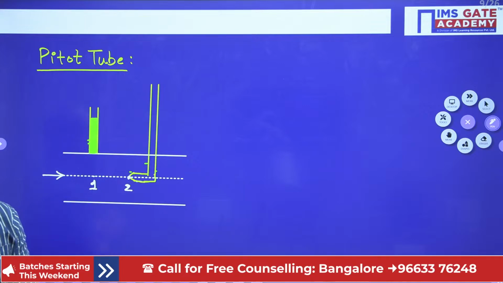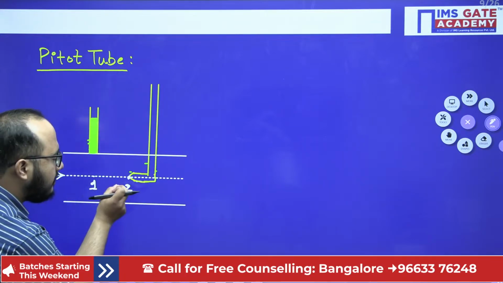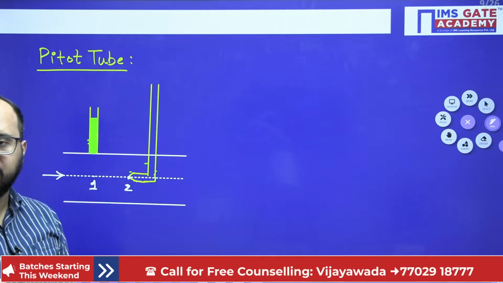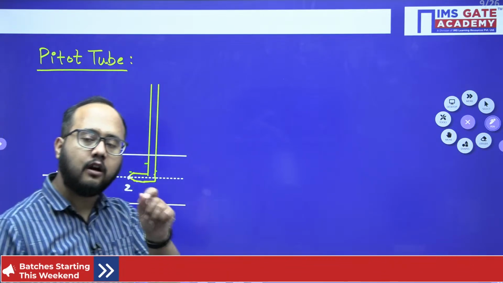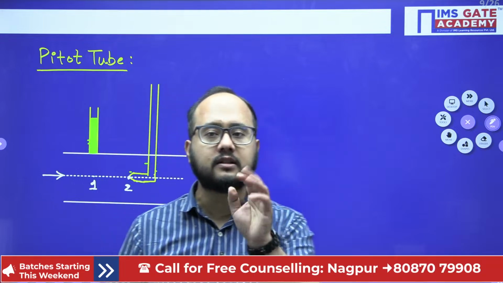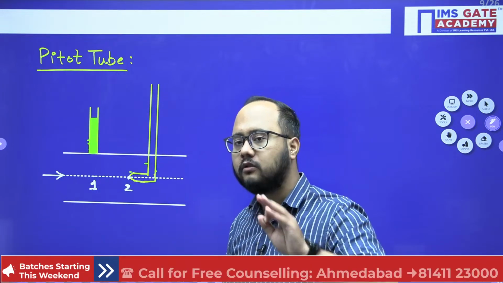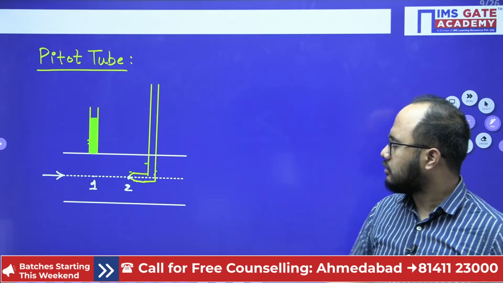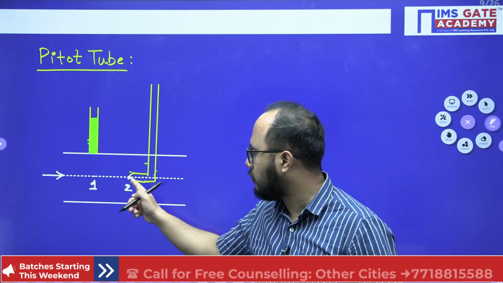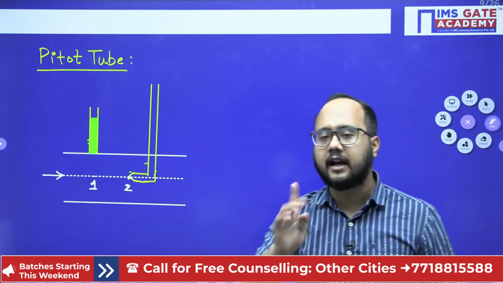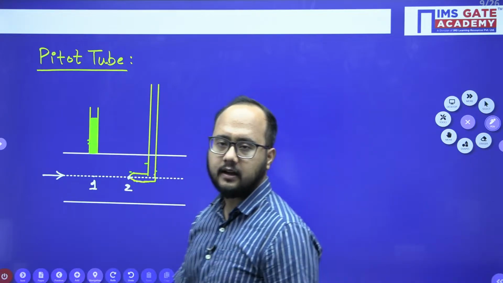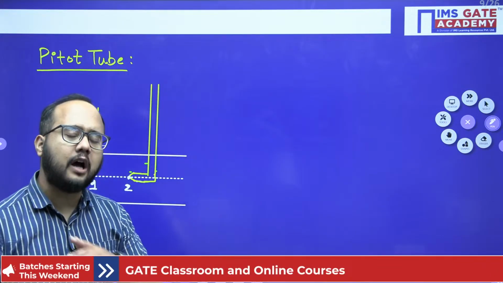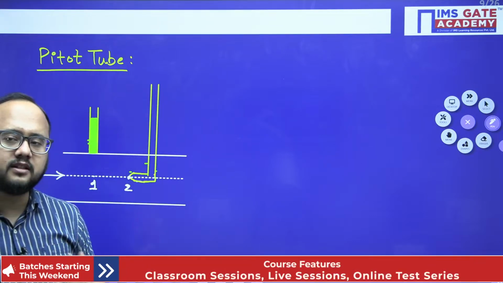Now, very important point: this point number 2 is a stagnation point. First of all, you need to understand what a stagnation point is. The point at which the velocity of the fluid flow is 0 is known as a stagnation point. So just in front of this Pitot tube, point 2 is acting as a stagnation point where the fluid velocity stops because of this Pitot tube. Correct.